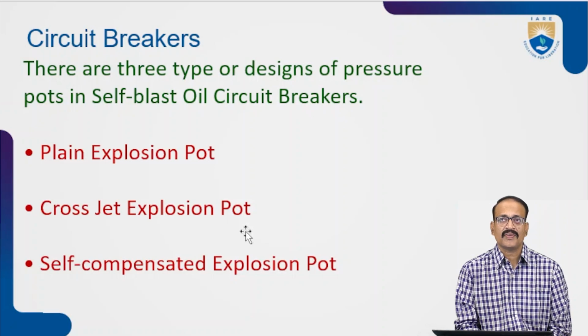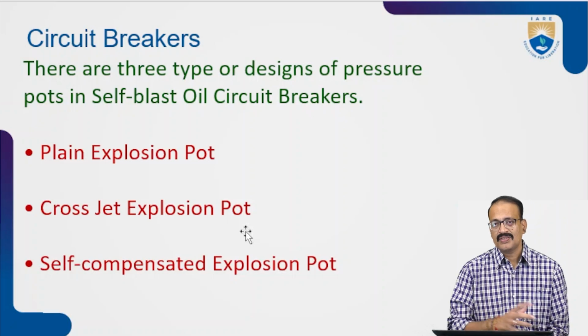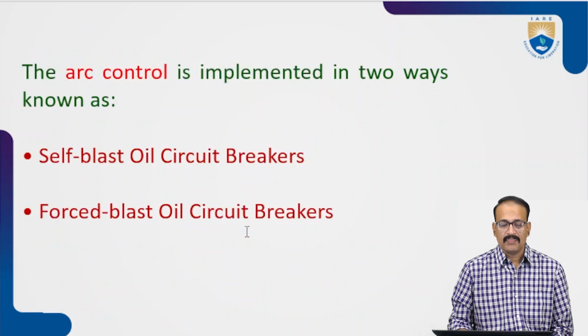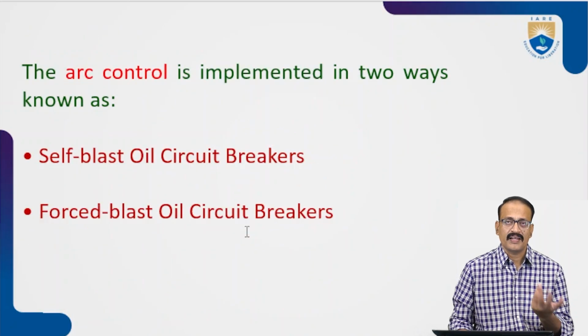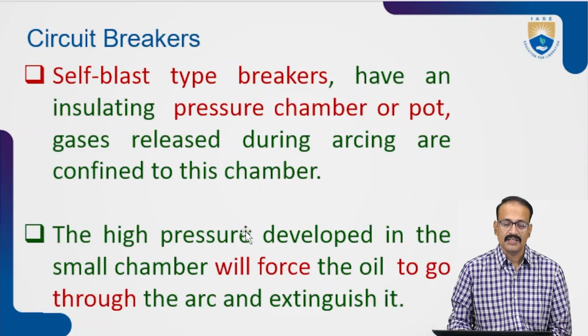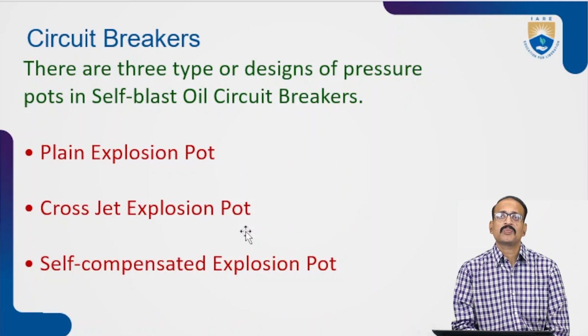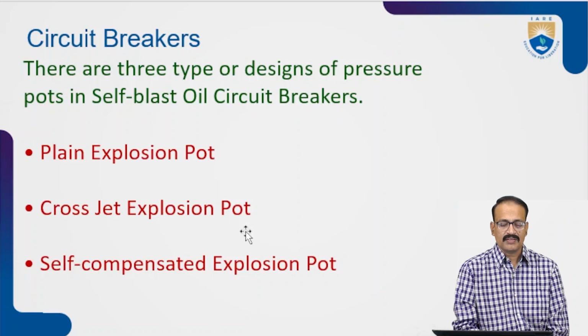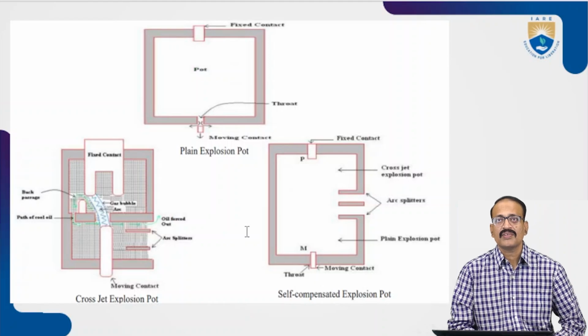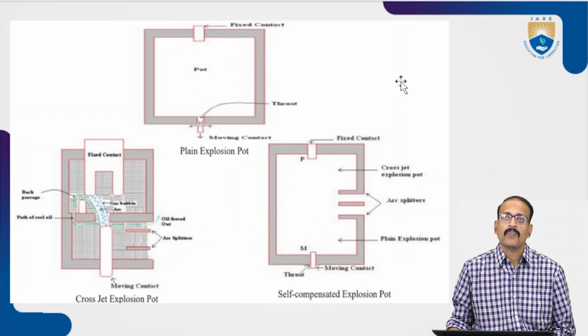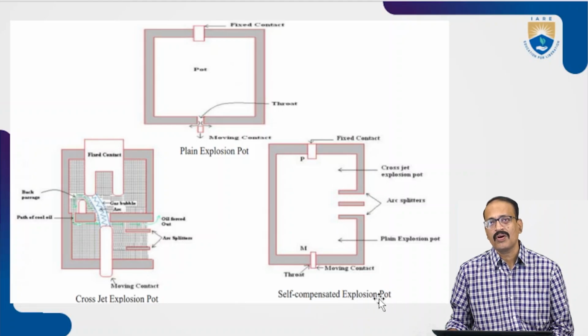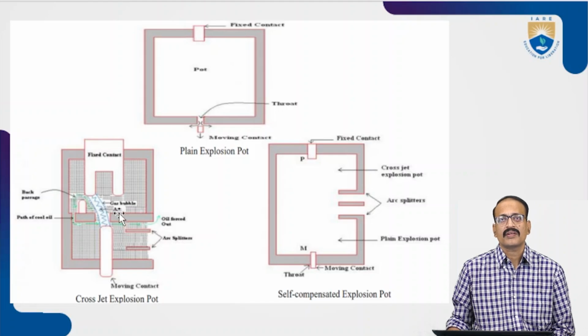And there are three types of designs of pressure pots: the plain explosion pot, the cross jet explosion pot, and the self compensated explosion pot. We use the pot for the self blast type. So these pots are of three types. Here you can observe this diagram. This is the plain explosion pot, with the fixed contact and the moving contact. And this is the self compensated explosion pot and this is the cross jet explosion pot.